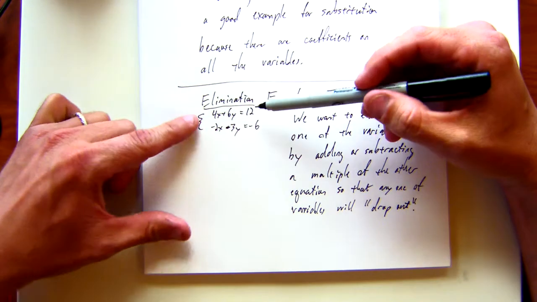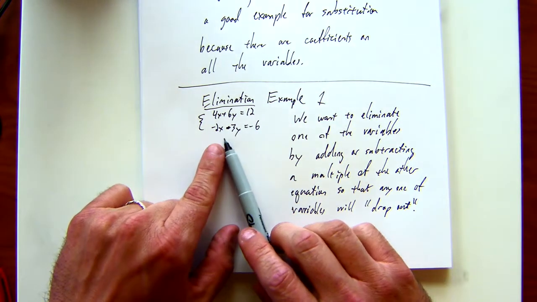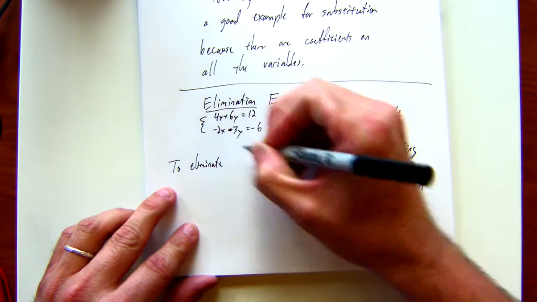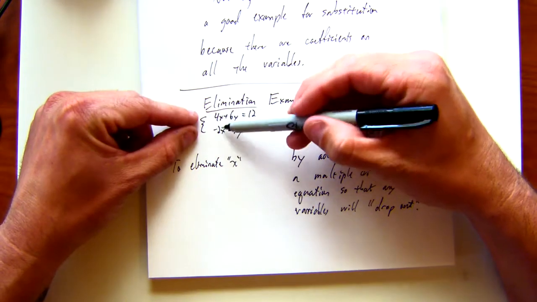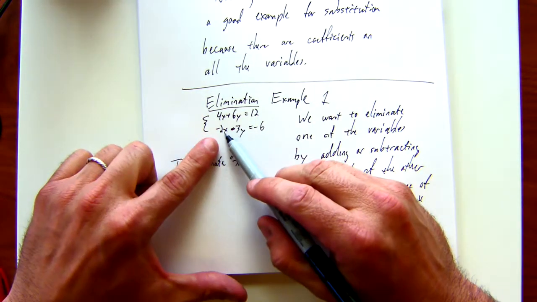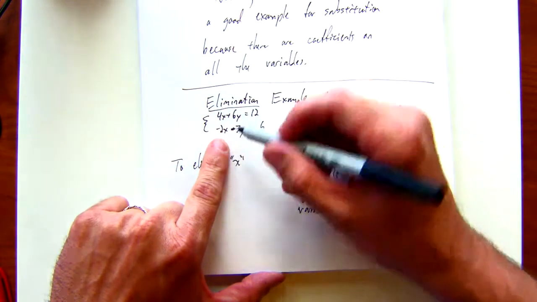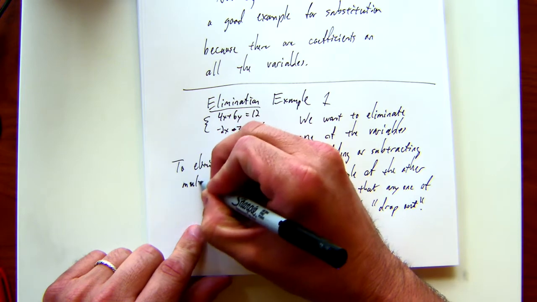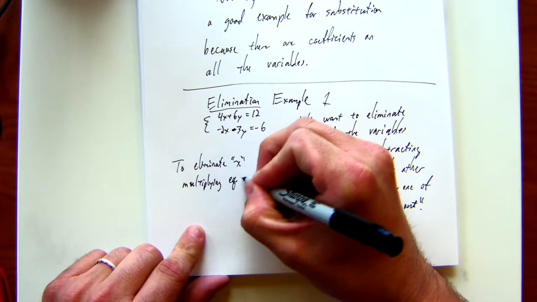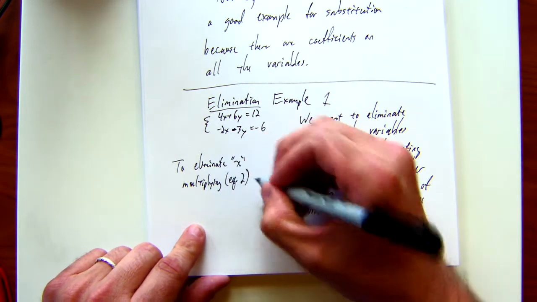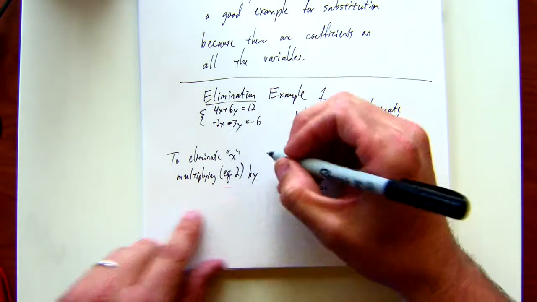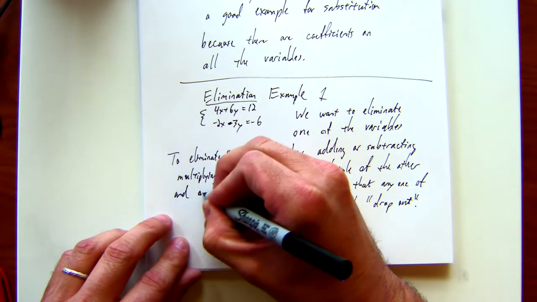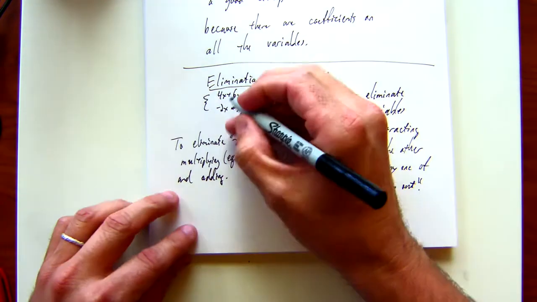So let's look at our equation here. What could I do if I wanted to eliminate the x? Now remember, what we're going to be doing is adding or subtracting these two equations. If I want to eliminate the x, notice that I've got a 4x here, and I've got a negative 2x here. So I could eliminate the x by multiplying equation 2. So I'll put the equations in parentheses. Equation 2 by what? By the number 2, and doing what? Adding.